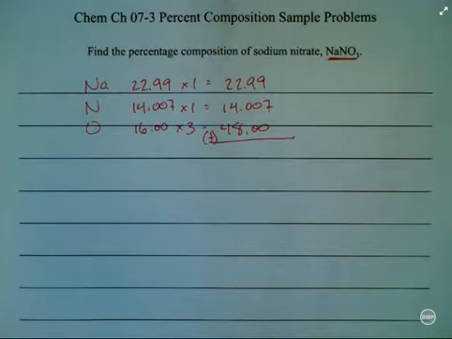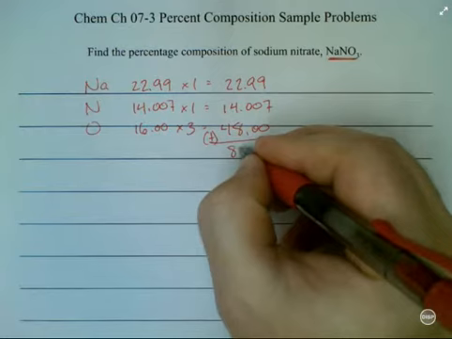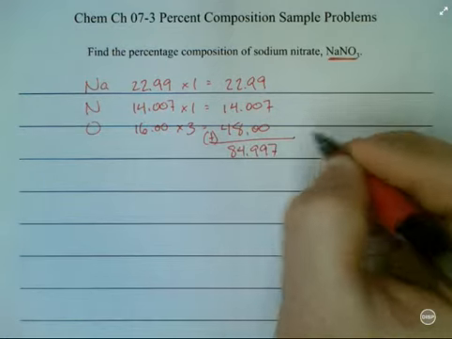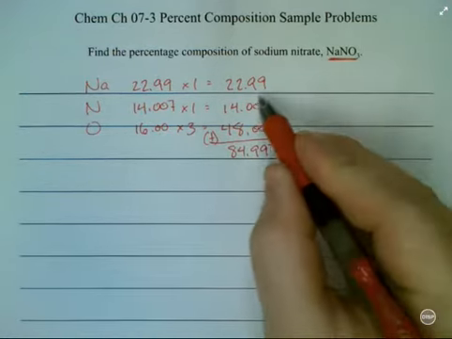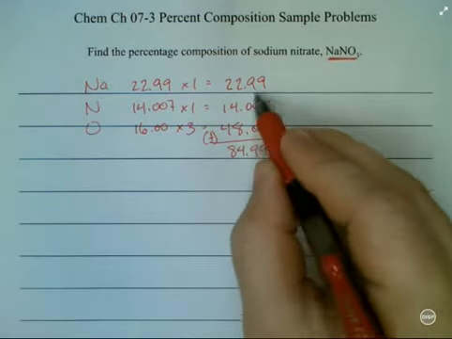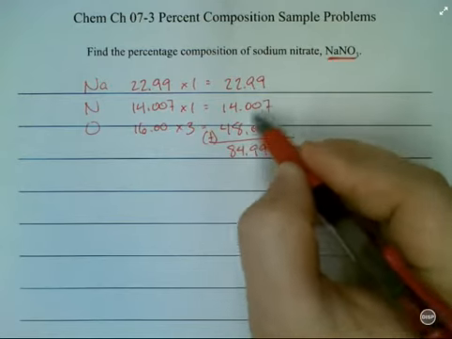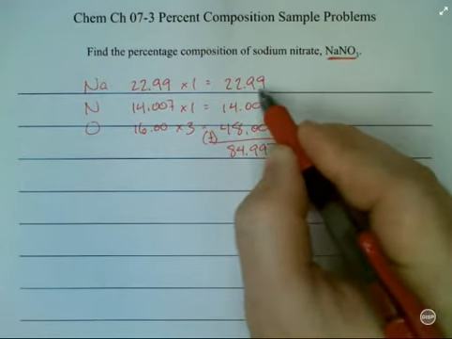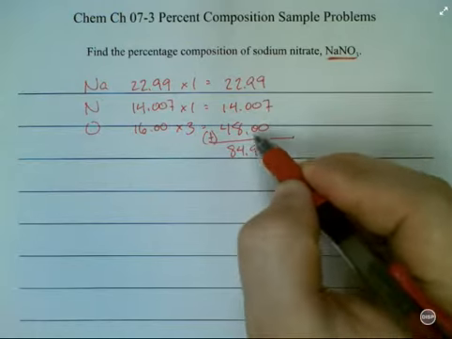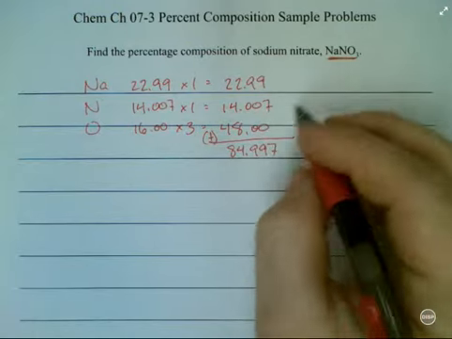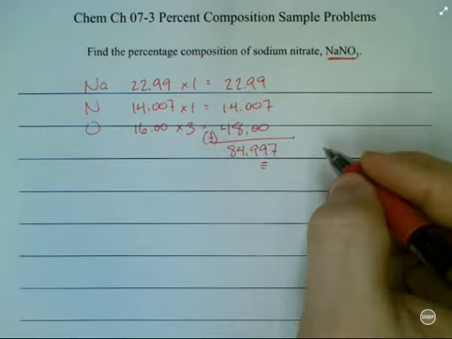Alright, next up, I'm going to use my calculator to make it a little bit easier on myself. I'm going to add 22.99, 14.007, and 48.00. My calculator tells me that is 84.997. Alright, we're definitely in the mode of checking our significant figures. We're doing addition, so we check the number of digits to the right of the decimal. I see that this value has 2 digits past the decimal, this has 3 digits past the decimal, and this has 2 digits past the decimal. And so my answer needs to also have 2 digits past the decimal.